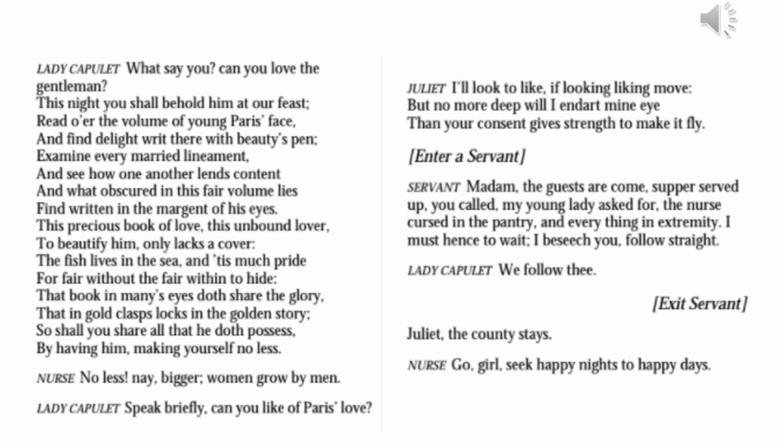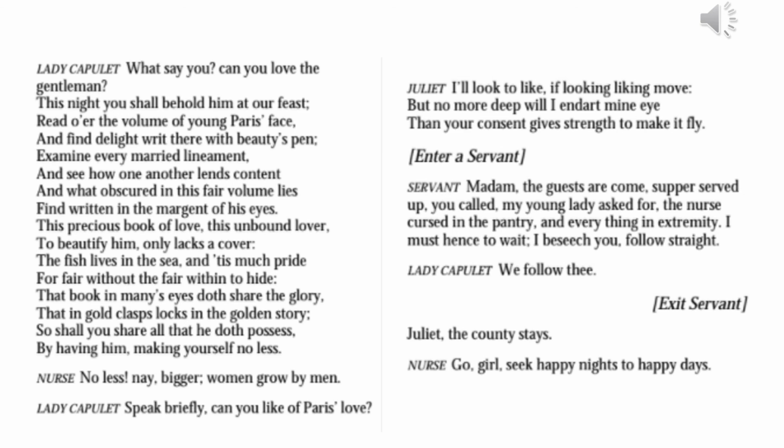Speak briefly. Can you like of Paris's love? I'll look to like, if looking liking move, but no more deep will I indart mine eye than your consent gives strength to make it fly. So a servant enters. Madam, the guests are come, supper served up, you called, my young lady asked for. The nurse cursed in the pantry, and everything in extremity. I must hence to wait, I beseech you, follow straight.